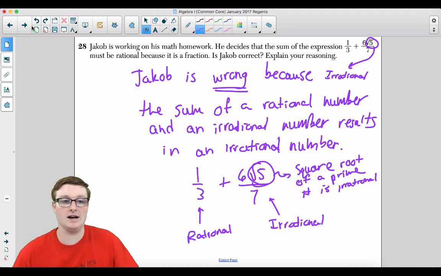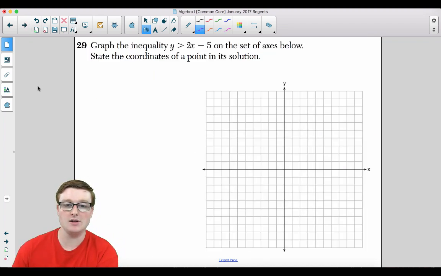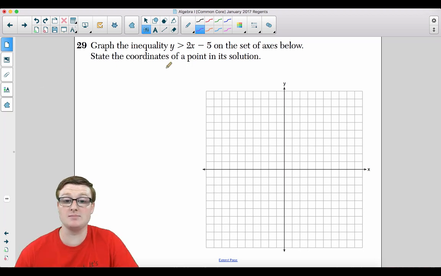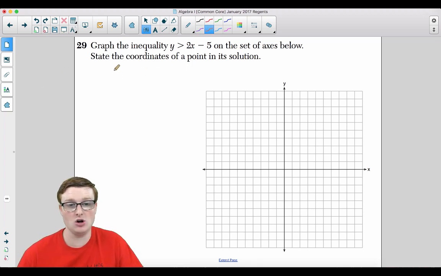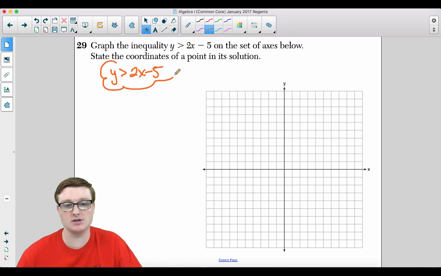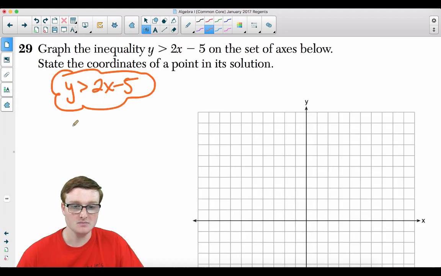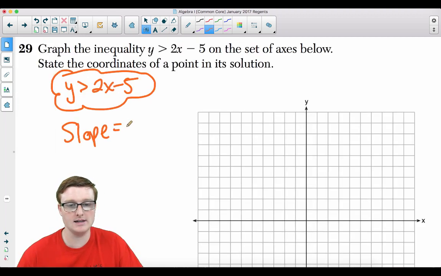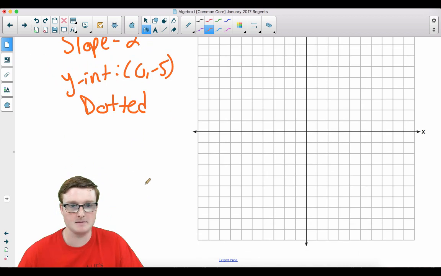All right, and that is number 28. All right, moving on to 29. Here we go. Graph the inequality y is greater than 2x minus 5 on the set of axes below, and then state the coordinates of a point in its solution. So y is greater than 2x minus 5. Let's analyze it. Your slope is 2. Your y-intercept is the point (0, -5). It is a dotted line, and it is shading above because it is greater than.